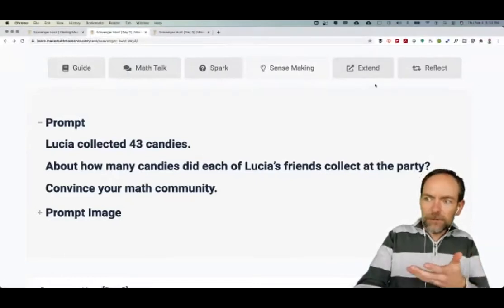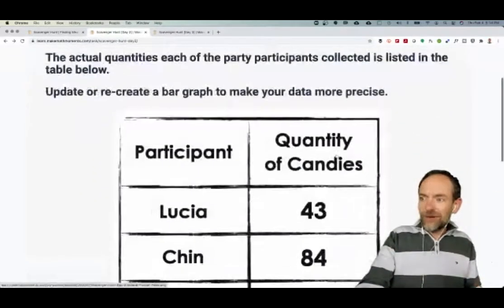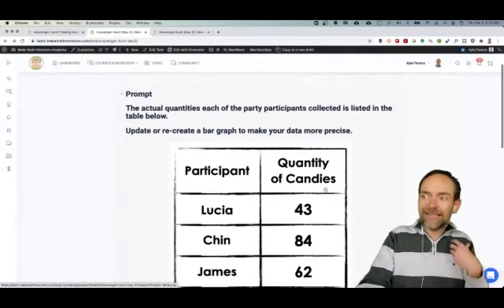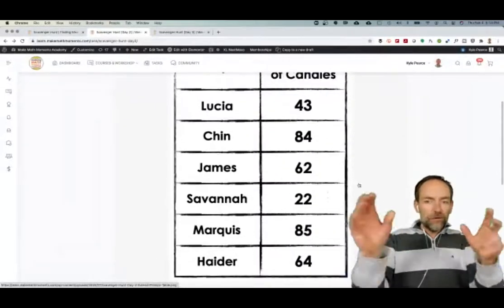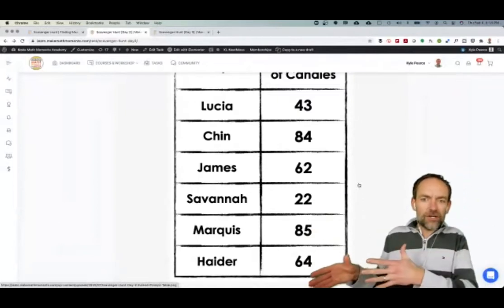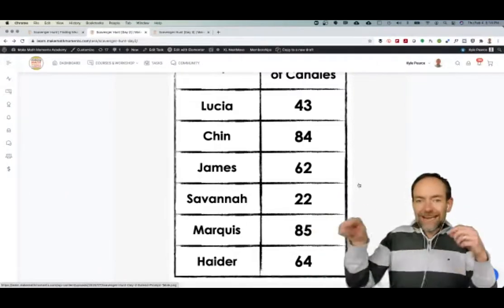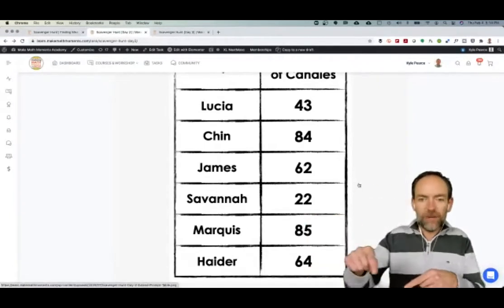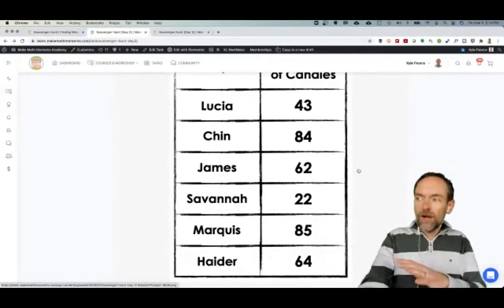And in this particular problem, once students consolidate and we realize how many candies each of the friends have, we then ask them to update or recreate a bar graph. These are the actual quantities. Remember, someone in the chat caught this and said it does say about, so even the fractional amounts actually weren't exact. She had 43, Chin has 84, even though based on the fractional amounts, Chin would have 86. So we go, okay, these are the real quantities. We gave you some approximates. Now I want you to update your graph.